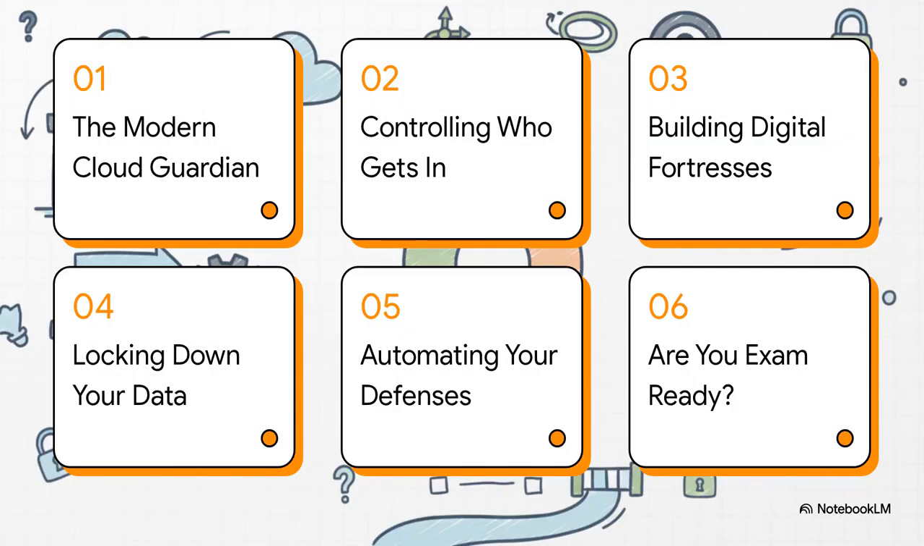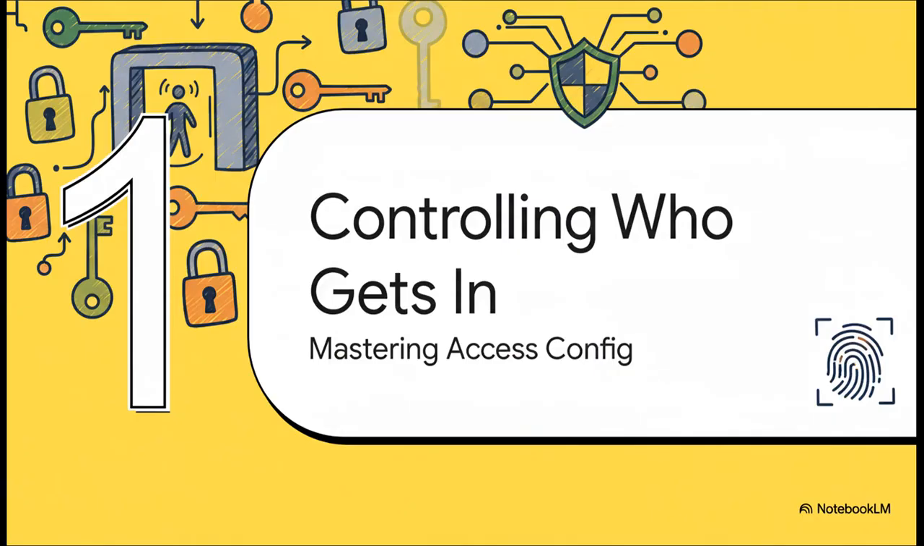All right, here's our game plan. We'll start with what it means to be a modern cloud guardian. Then we're going to jump into 4 key scenarios pulled straight from practice questions that hit those big domains we just saw: access, network security, data protection, and ops. And to wrap it all up, we'll talk about how you can figure out if you're ready to take on this exam yourself. So let's start with the biggest piece of the pie: configuring access.